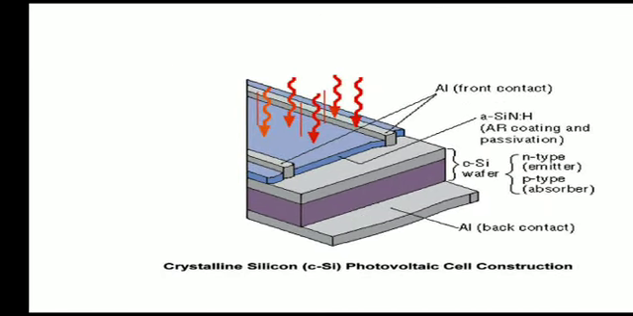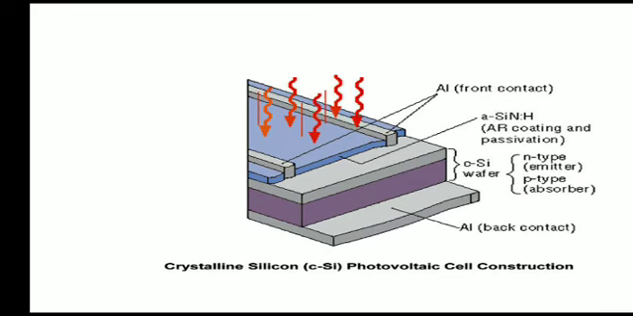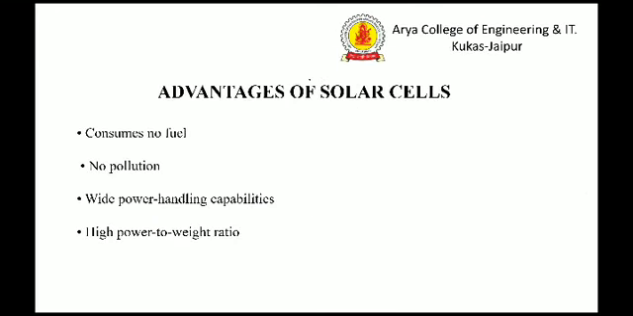This is the crystalline silicon cell. As we already said, the red lines show the incident light. Aluminium front contacts are provided, an SiNx anti-reflection coating is provided, and an aluminium back contact is also provided in the crystalline silicon cell.